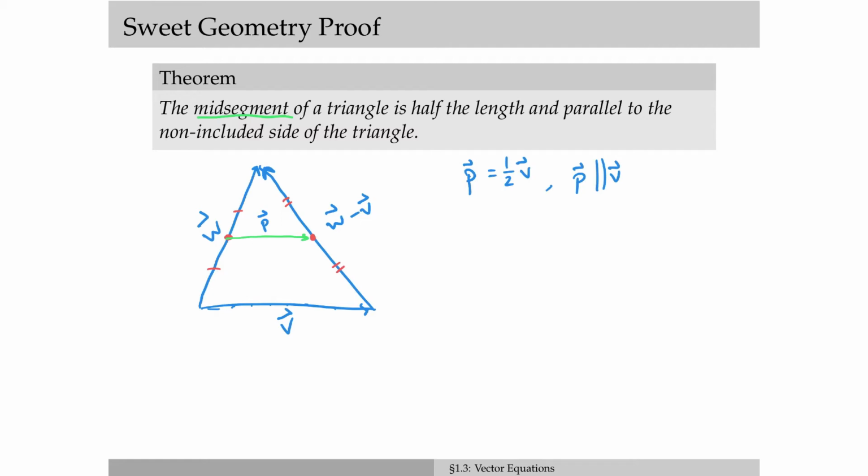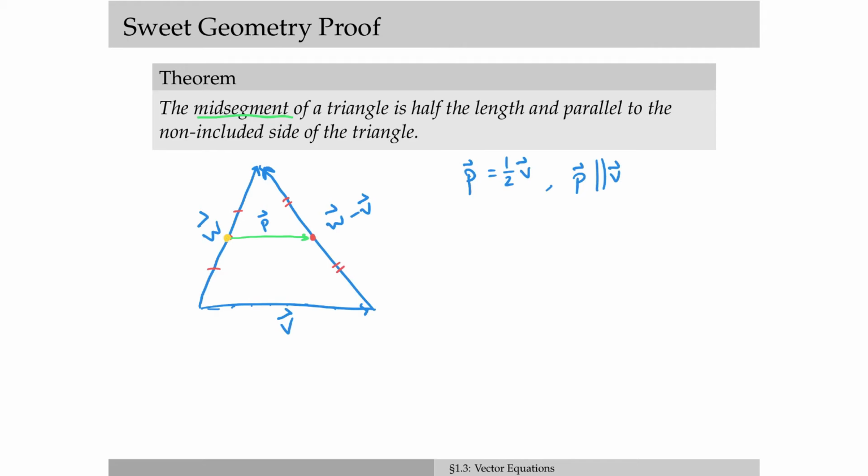All right. This is actually extremely easy to prove using what we know about vectors right now. Here's how we're going to do it. Let me switch to yellow. There we go. All right. So what I want to do is take this green vector and write it as a vector sum.